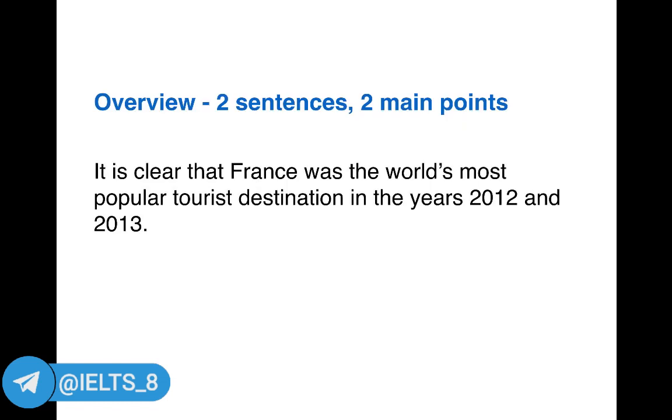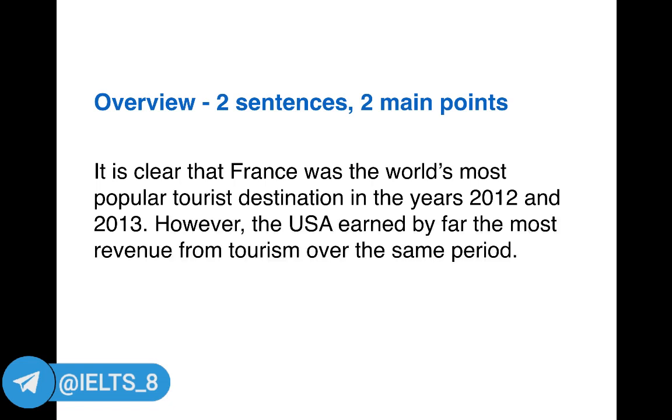First sentence, it is clear that France was the world's most popular tourist destination in the years 2012 and 2013. Next sentence. However, the USA earned by far the most revenue from tourism over the same period. That's the overview finished. Nice and simple. And now we can move on to the details paragraphs, paragraphs 3 and 4.